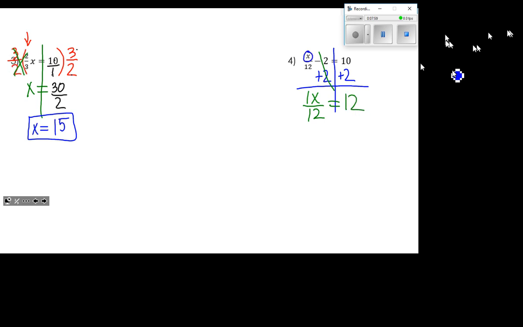I have that fraction to get rid of, so I'm going to multiply by the reciprocal, which would be 12 over 1. Because I've done something to both sides, I need to cancel again. These cancel out. And I'm left with x equals, and 12 times 12 is 144.